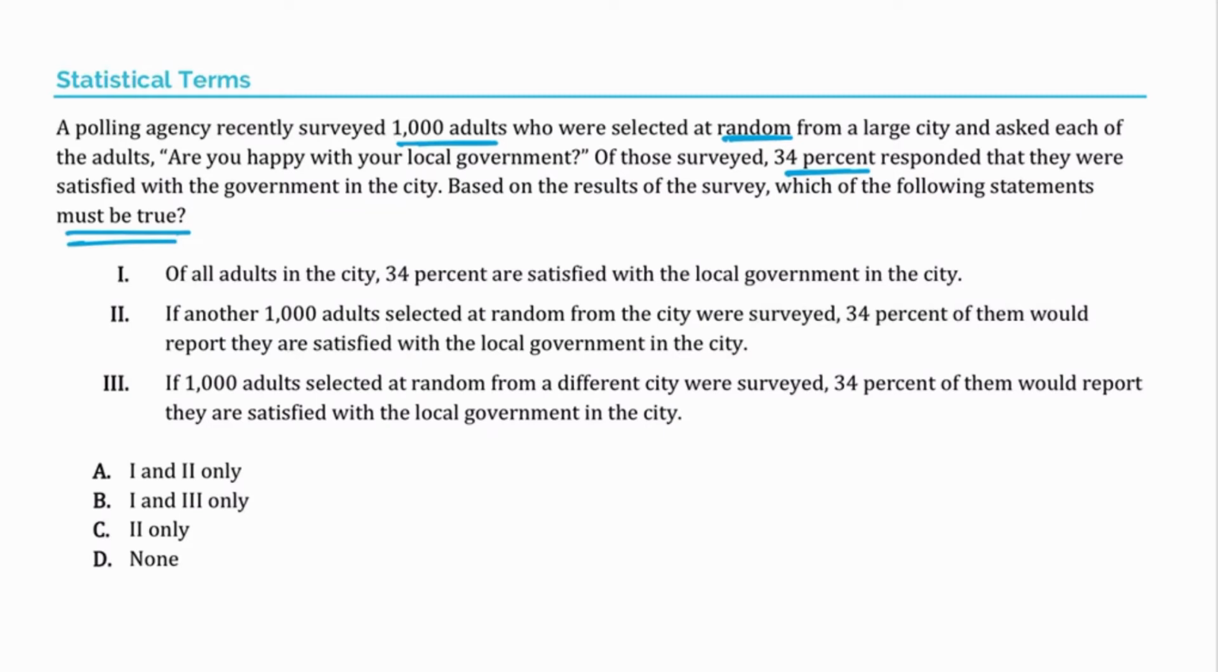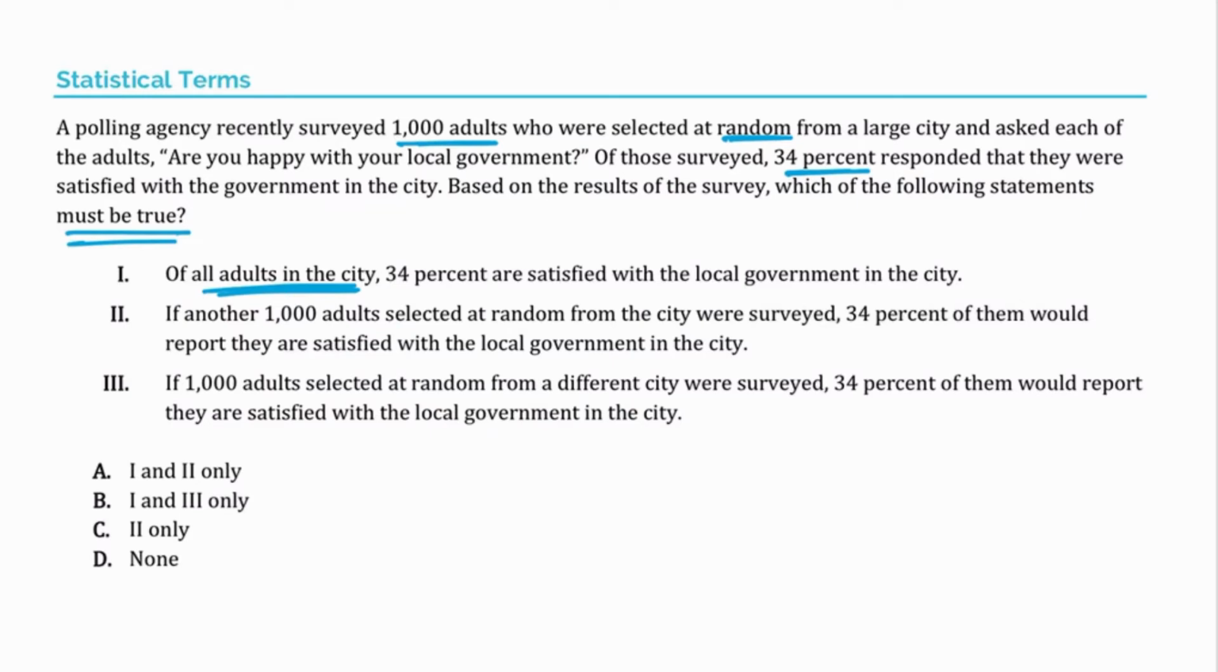But no way can we say, we studied 1,000 people, so we know for sure that out of everybody, 34% like the city, right? We cannot make that conclusion. And that's likely what these answer choices are going to be a little bit sneaky about. And that's exactly what we see in option 1. It says, of all the adults in the city, 34% are satisfied.